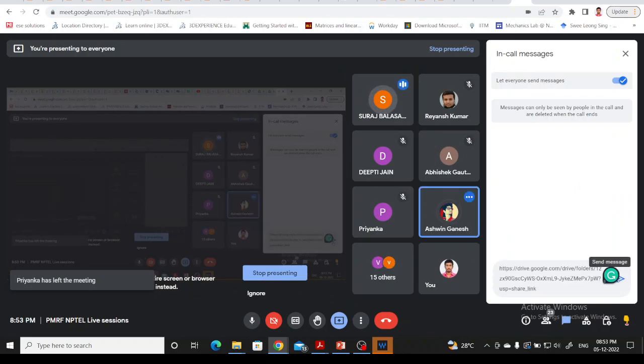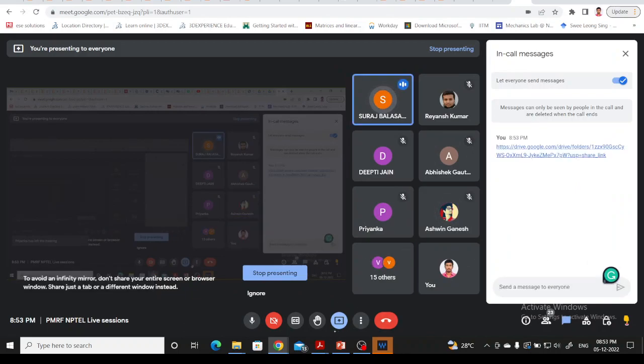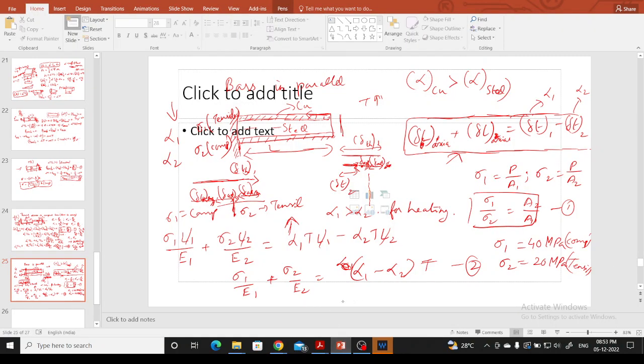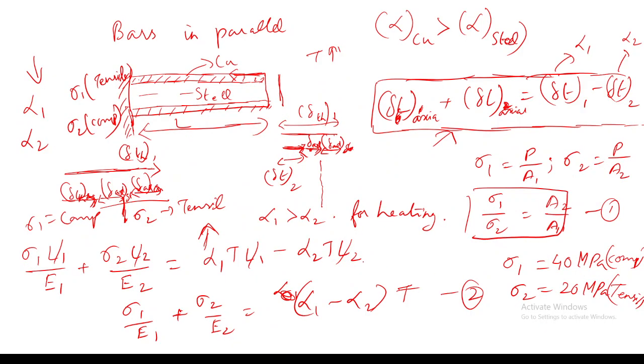Sir, in equation 2, we have given sigma 1 and sigma 2 both as positive. Have we considered them as tensile only? See, on applying this equation, you will get one value of stress and one value of strain, and both will be positive. But you have to make sure that one will be compressive and the other tensile, based on the values of alpha.